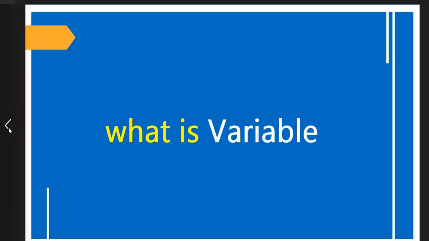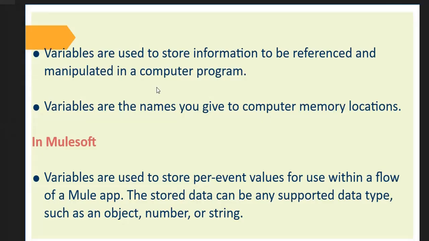Okay, so what is a variable? A variable is nothing but, let's assume, one place or one name, one memory block where you are going to save some data, and in future, if you would like to get that data, you can read it by using that variable name.